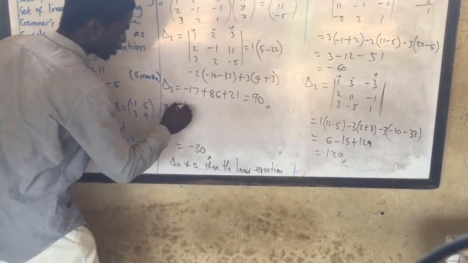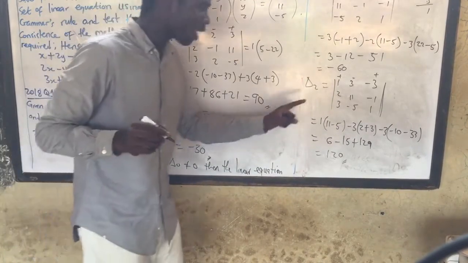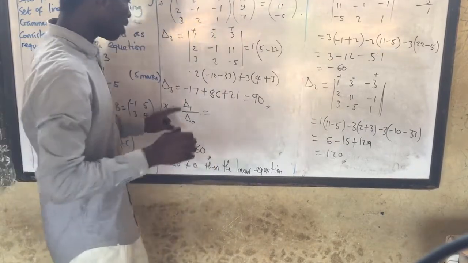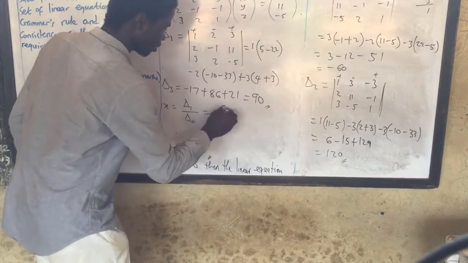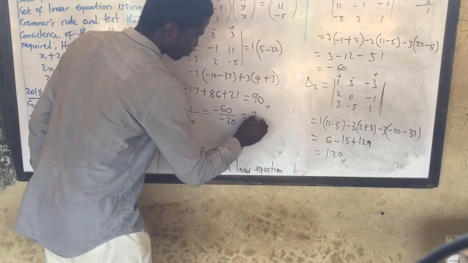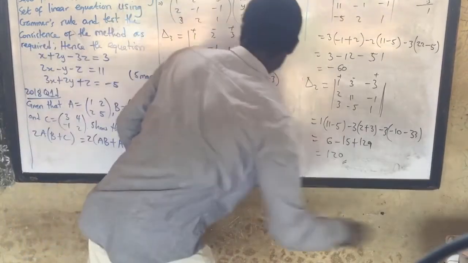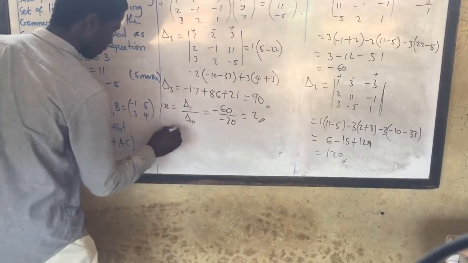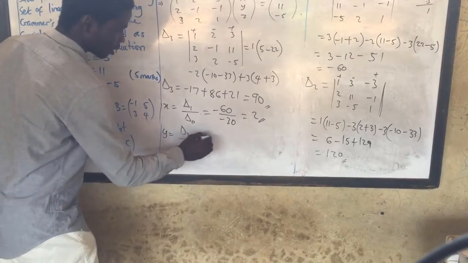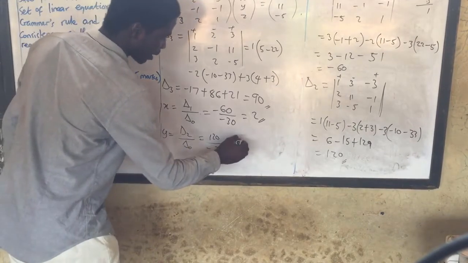X is equal to D1, this first one, over D0. To get y will be D2 over D0. And z will be D3 over D0. So D1 is what? I got minus 60 all over D0. D0 is minus 30. So minus 60 divided by minus 30, the answer is 2. So the next one, y, D2 over D0. D2 is 120. 120 divided by minus 30. The answer is minus 4.